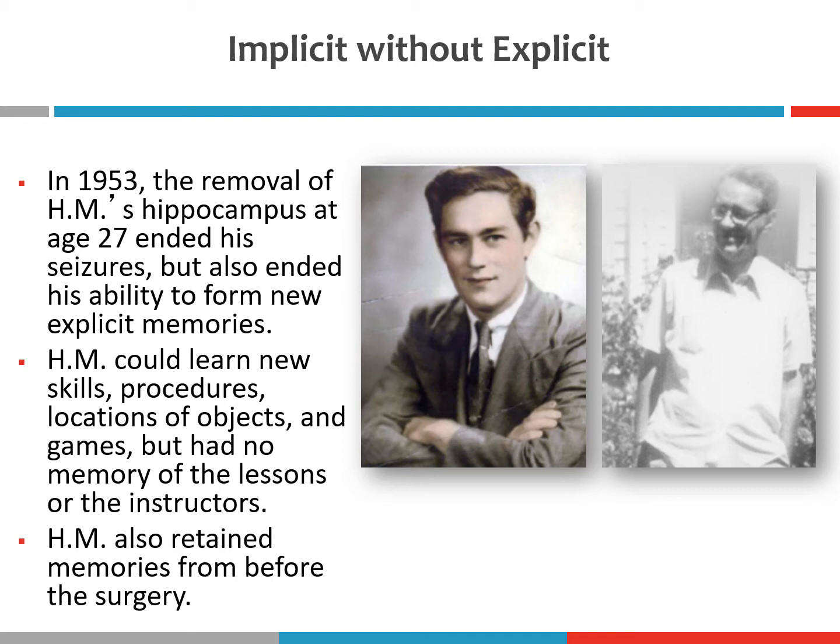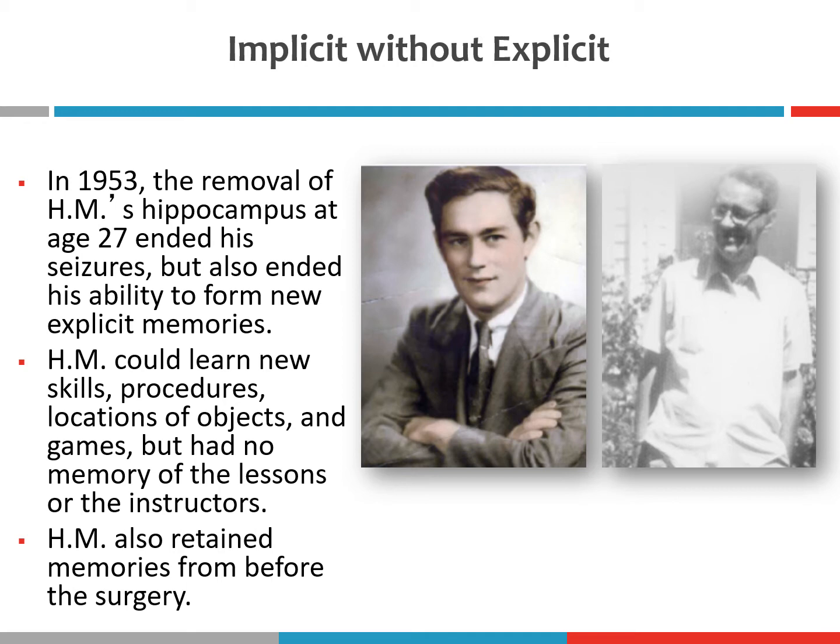However, upon removing Henry's hippocampus, it was discovered that he could not form new explicit memories, right? So he had a very severe case of anterograde amnesia. It should be noted he did not have retrograde amnesia. So he was still able to retain all of his memories prior to the surgery in which his hippocampus was removed, but none of the events or experiences afterwards could be retained.